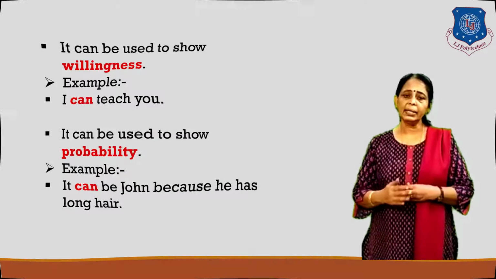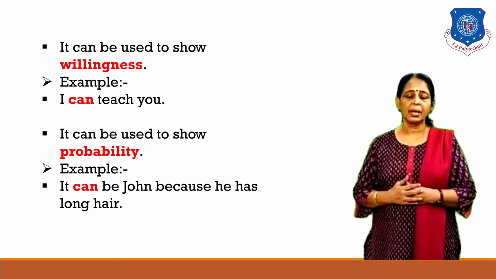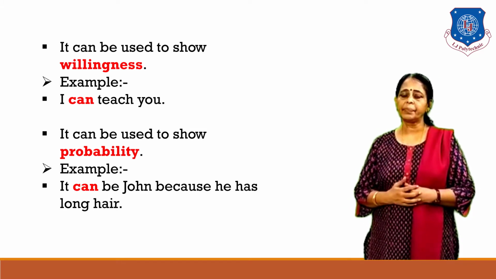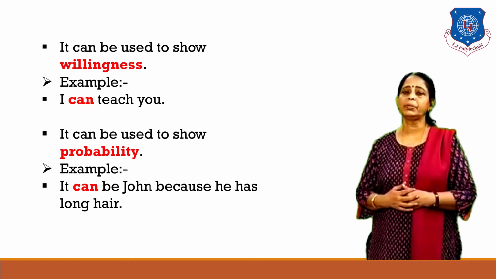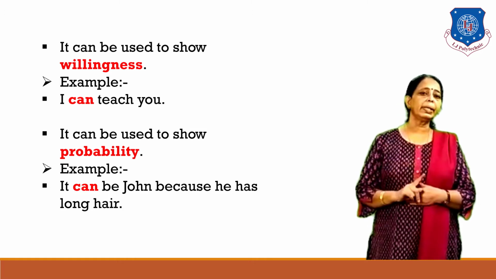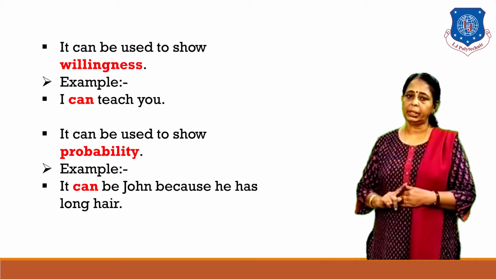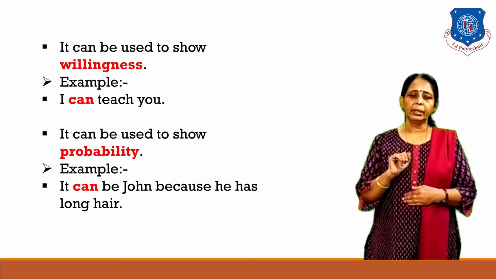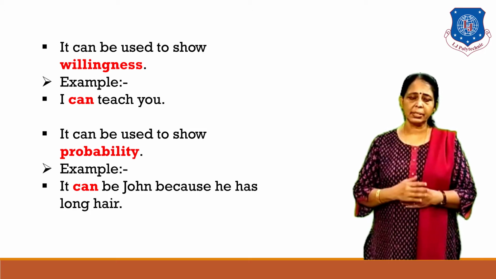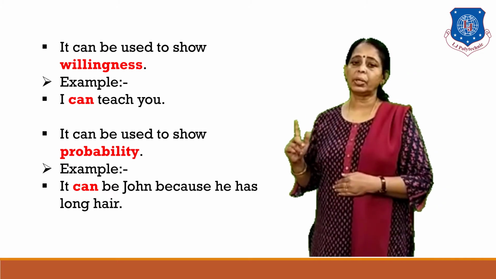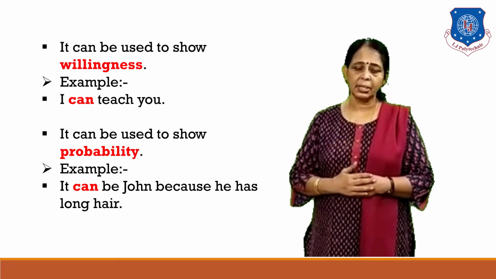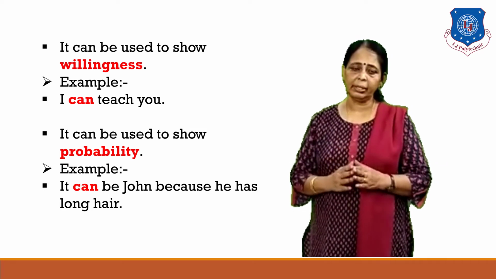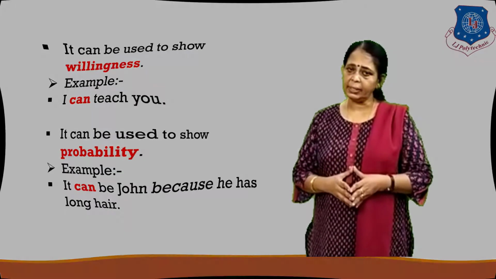Next, can is used to show willingness. I can teach you. That is, you are ready to teach somebody else. Now the last is can used for showing probability. Probability and possibility carry the same meaning. Probability means here also we are not that sure. We are just assuming. For example, if we say this sentence, it can be John because John has long hair. We are just thinking and assuming something. So I think that can is very clear for you, where you can use the can auxiliary.